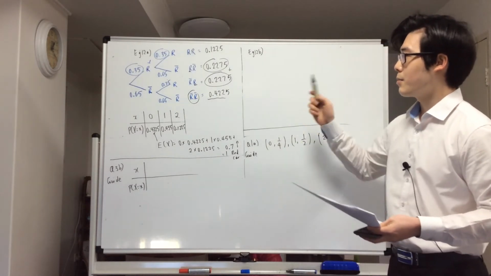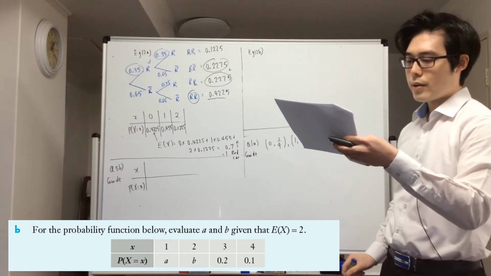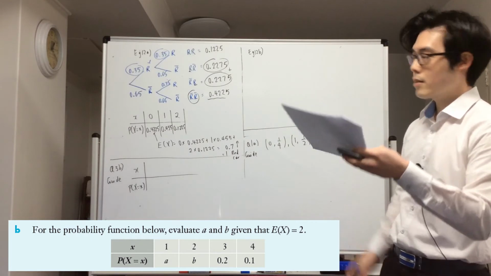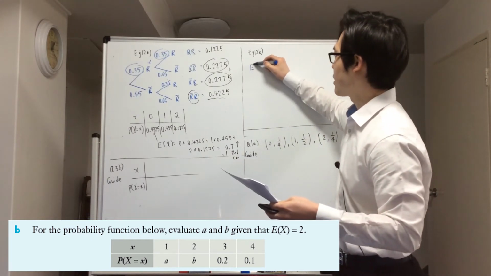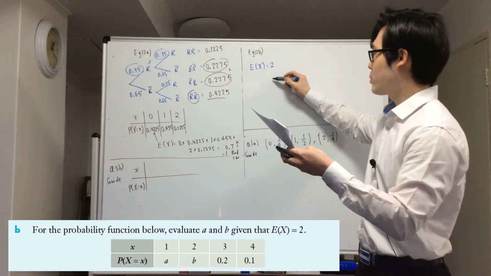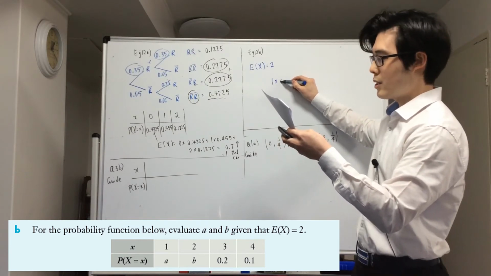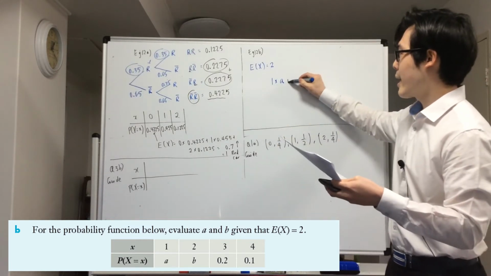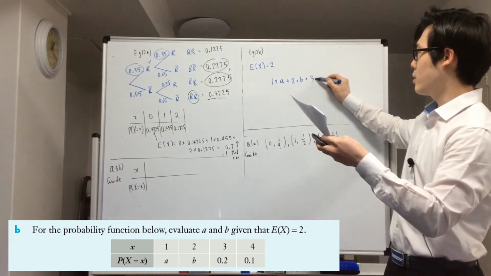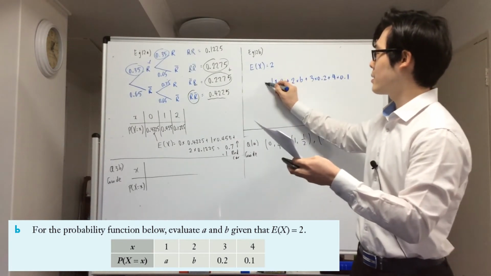Okay, now let's have a look at example B. For the probability function below, evaluate A and B given that E of X is equal to 2. So they've given you the value for E of X, okay? And to find expected value, as we know from the table, we've got to do the score times the assigned probability, which in this case is A. And then we add on the next one, 2 times the assigned probability, B, plus so on. So what they're saying is all of this is equal to 2.